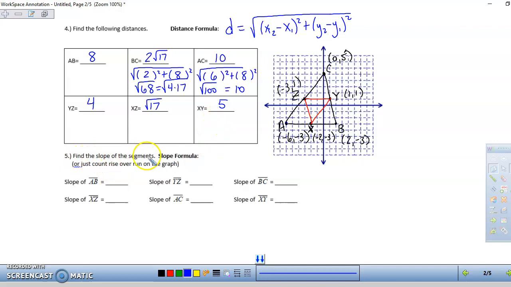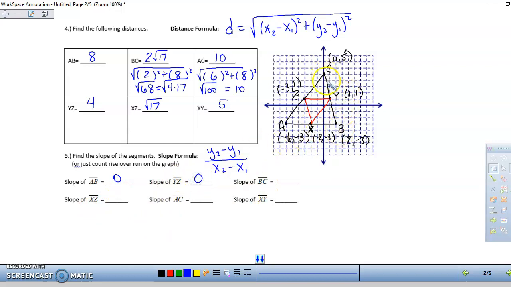Now we're going to find the slopes of the segments. So the slope formula, if you remember, is y2 minus y1 over x2 minus x1. But since we have a graph, we might as well just count the rise over the run. That's way easier than doing this. So AB. A to B is a horizontal line, so that is going to be a slope of 0. Same with Z to Y. So ZY is right here, is also going to be 0.